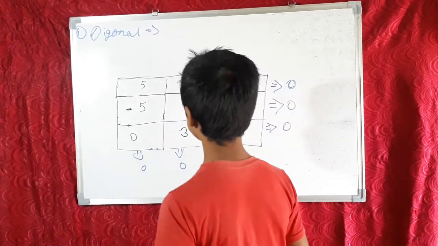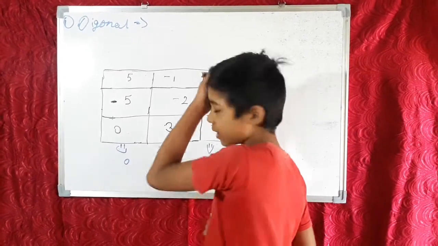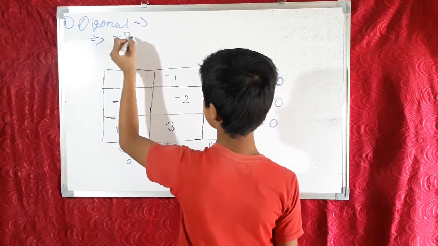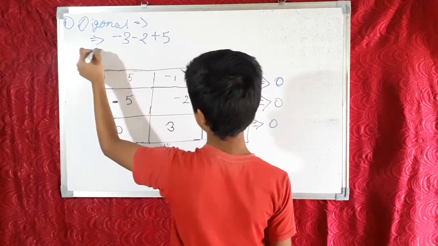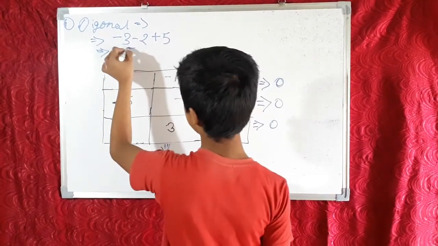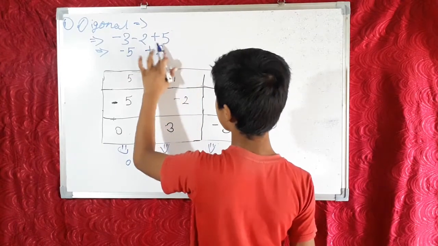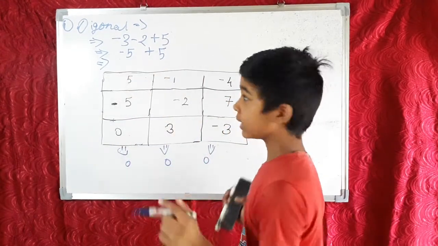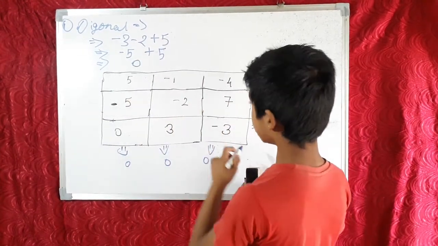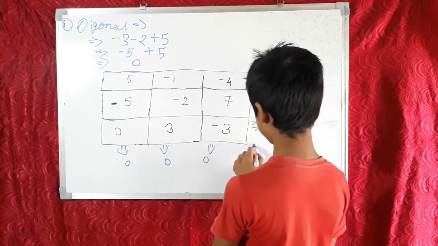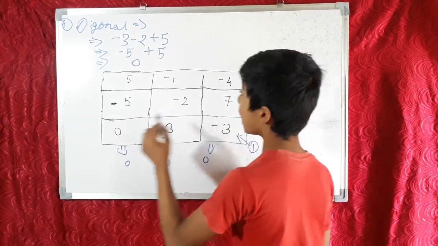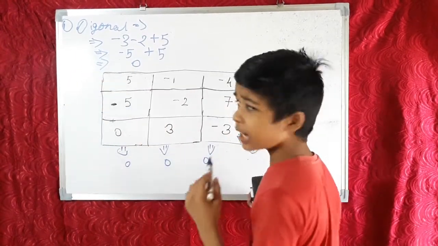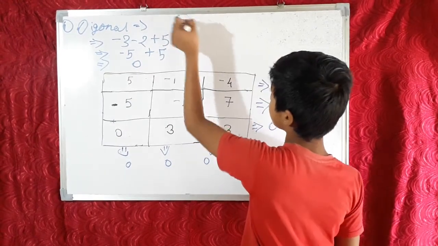Okay, so firstly we have to take out the sum. What is the sum of the diagonal? Minus 3, minus 2 and 5. So what will I do? Minus 3 minus 2 and then plus 5. If I add minus 3 and minus 2, it becomes minus 5, and plus 5 I will write. And then minus and plus cancel, so it will be 0. So the diagonal sum is 0. And now I will have to find the second diagonal.